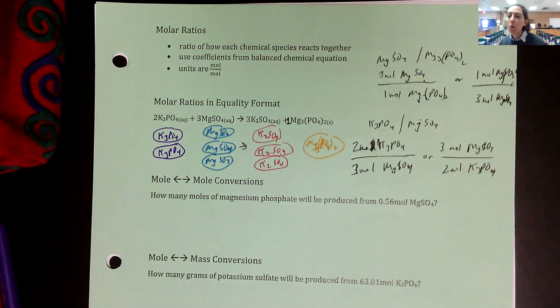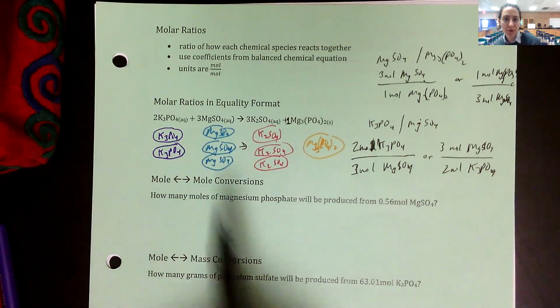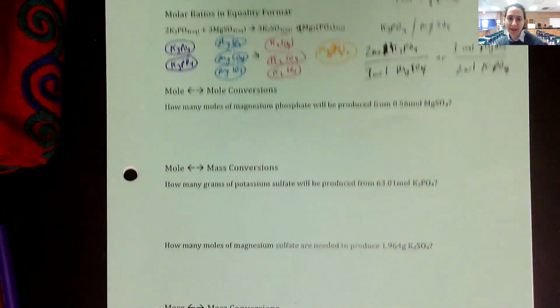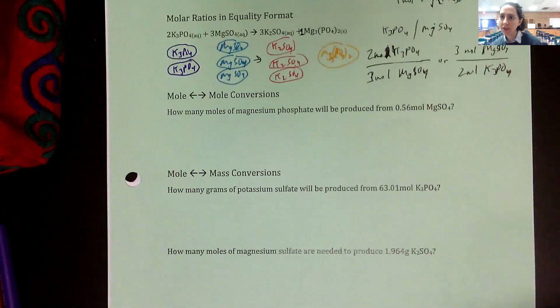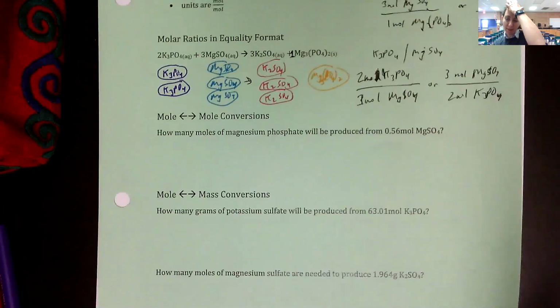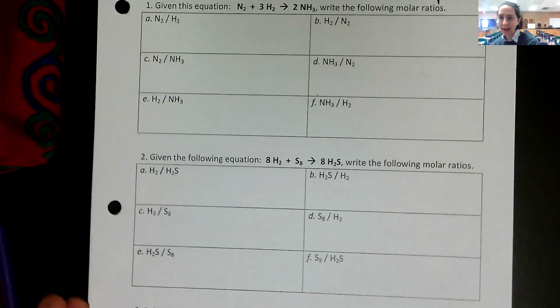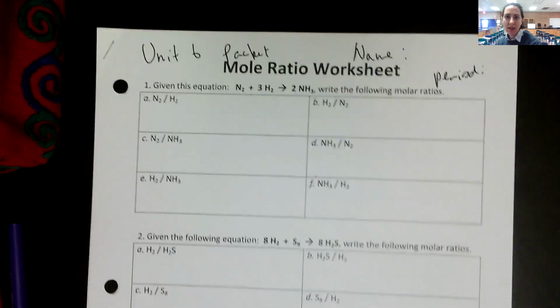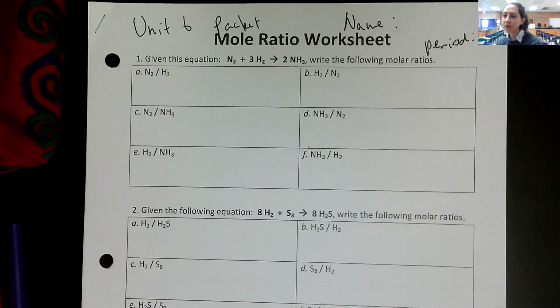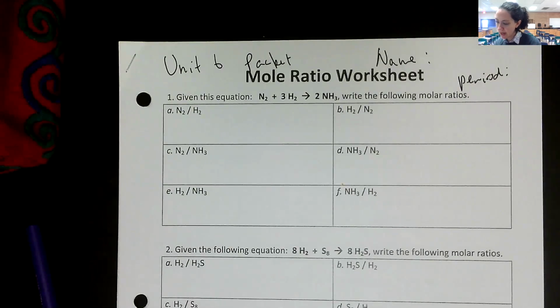Okay, what we're going to do for the next set of notes is talk about how we use these. So we're going to do some mole-to-mole conversions, mole-to-mass conversions, and mass-to-mass conversions. But for right now, let's take a look at the unit packet. So your unit packet is here. It's the Unit 6 packet. And right now, you are now able to do page 1. So it's page 1. Let me go through the first problem with you just to give you a little hint about this and how this works.